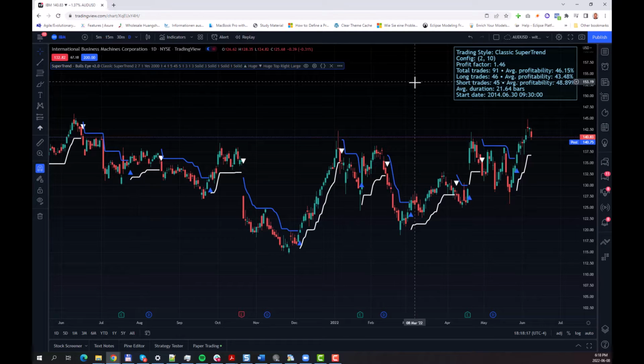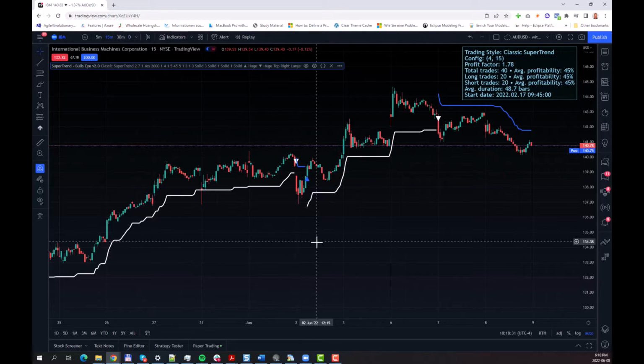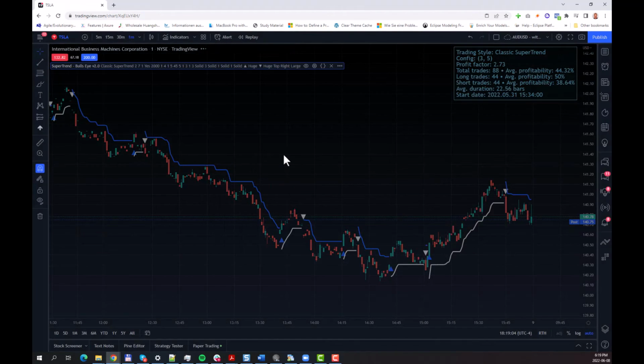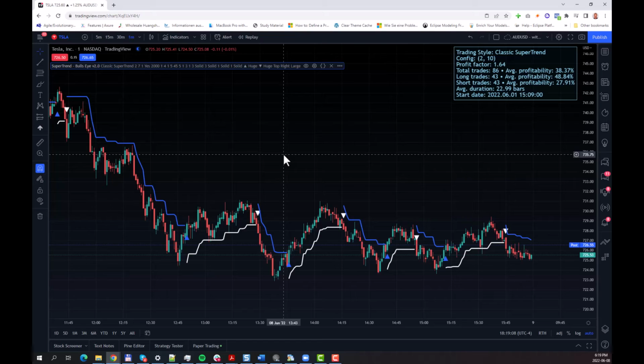If I change the symbol or time frame, these parameters automatically change to the optimal values. For example, let's change to a 50-minute chart. As you can see, the parameters have now changed to the optimal values. In this case, a multiplier of 4 and an ATR period of 15 are being used. Or let's change to the 1-minute chart. Again, the settings update and now a multiplier of 3 and an ATR period of 5 are being used. Let's change the symbol altogether. Let's try Tesla. Again, the settings update to the optimal values.